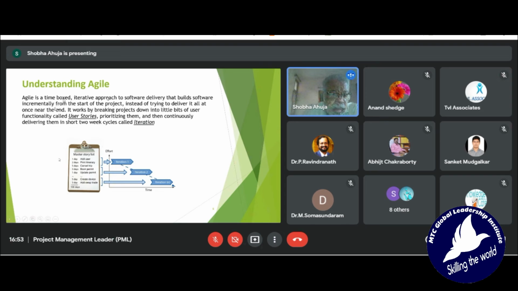How does it work? It works by breaking projects down into little bits of user functionality known as user stories. Lots of these words, no? User stories, prioritizing them, and then continuously developing them in a short 2-week cycle called an iteration. It is time limited. These are the clue to all these new tools.